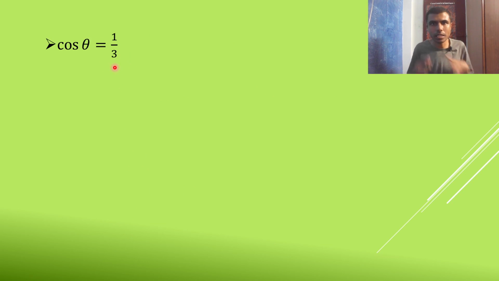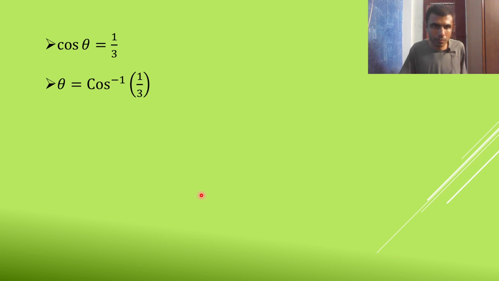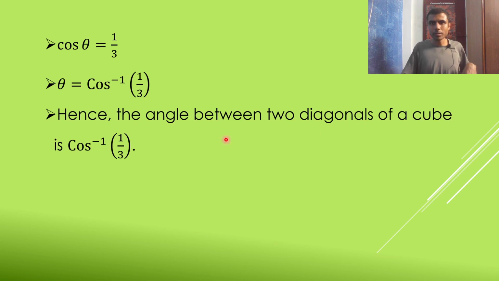They asked for the angle, so I need theta. So theta is cos inverse 1 by 3. Hence the angle between two diagonals of a cube is cos inverse 1 by 3.